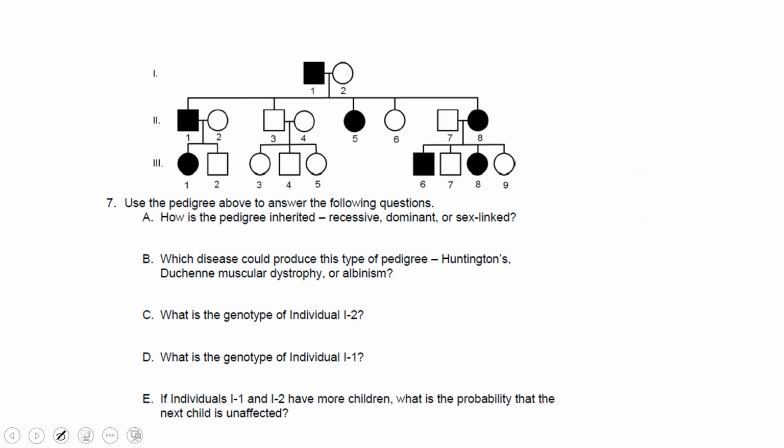Use the pedigree above to answer the following questions. How is this inherited? So as you look at it straight away, you can see the disease is popping up in every single generation. You can see that it's affecting both males and females. That crosses sex-linked off the table. If a kid has it, every single time one of the parents has it, so that means this is a dominant disease. Which disease could produce this type of pedigree? Huntington's is a dominant disease. So we're going to use H's just so that we have our code going on. Since we said it's dominant, H equals Huntington's.